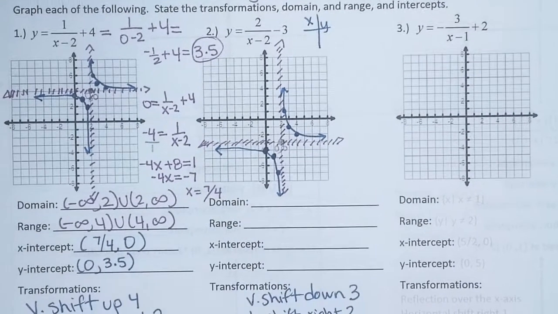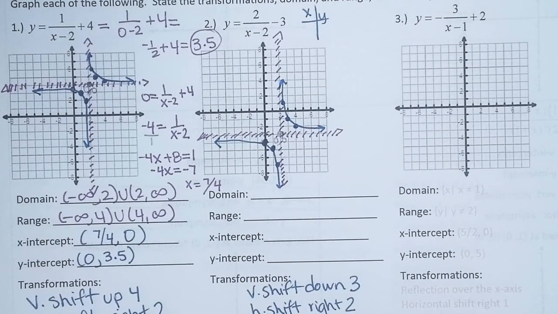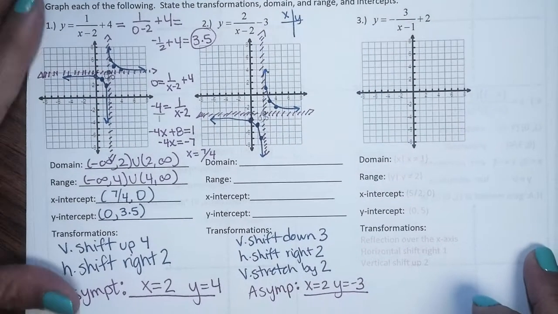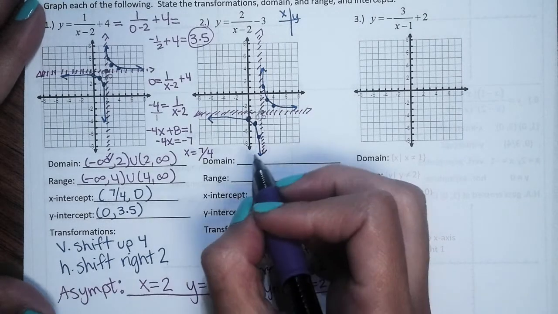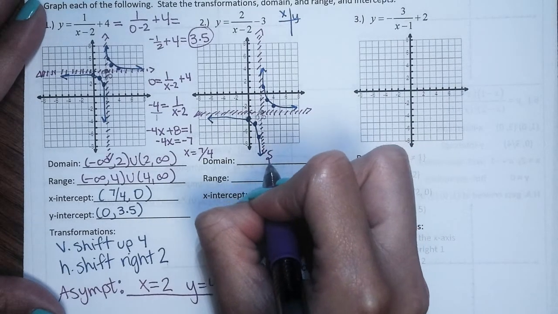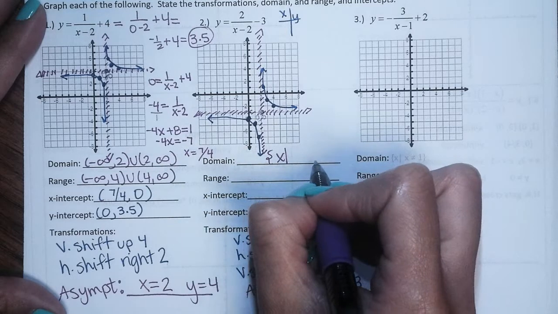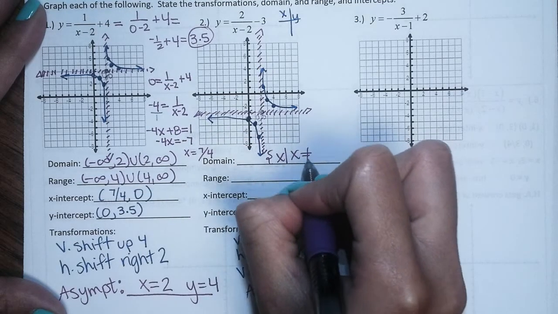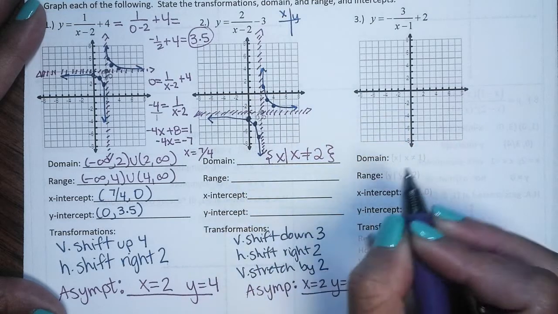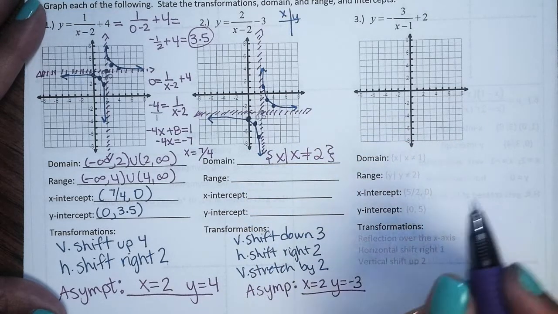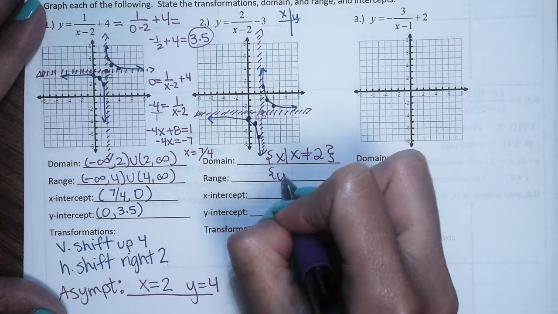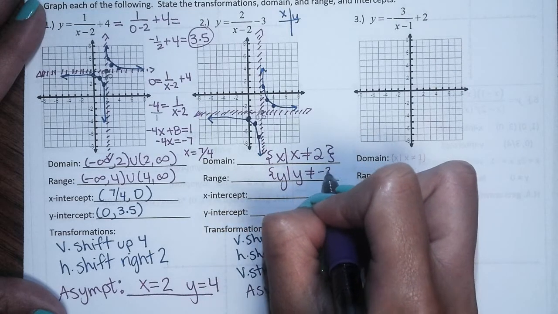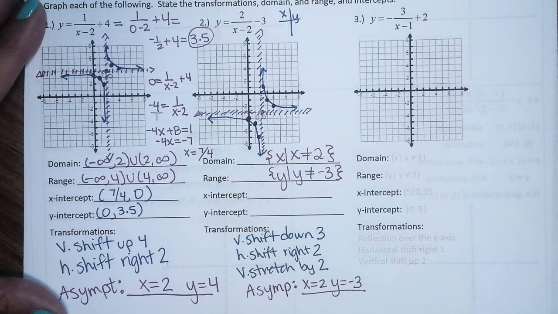The domain and the range, you can just list them in any notation you want. You can say, I'm going to do set notation this time. Domain is all real numbers except for 2, so x cannot equal 2. The range is all real numbers except for -3, so y cannot equal -3.